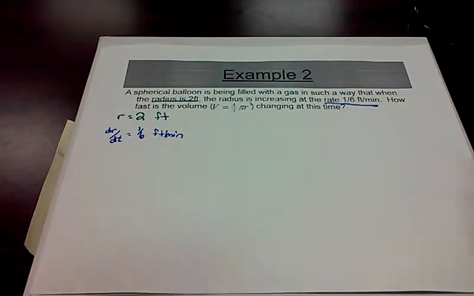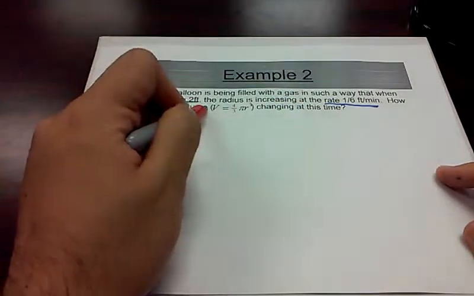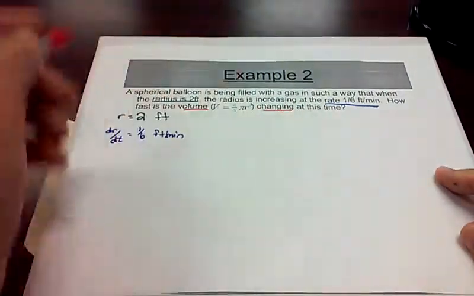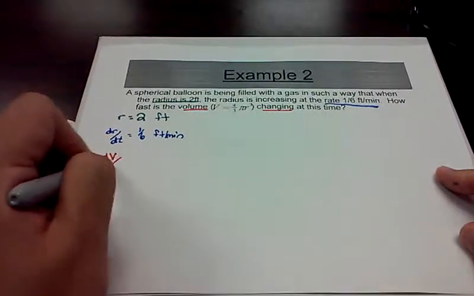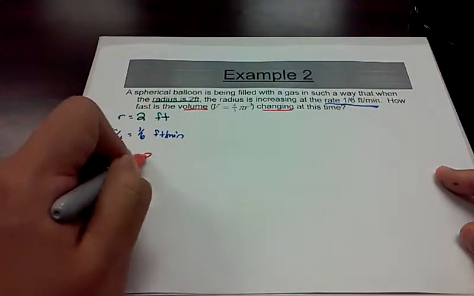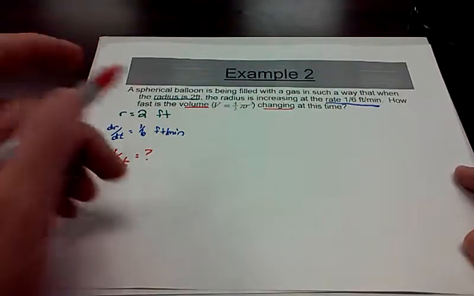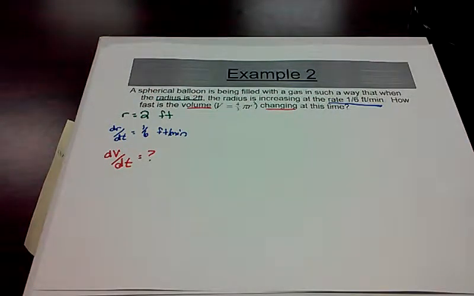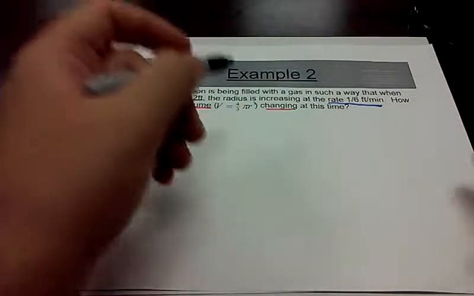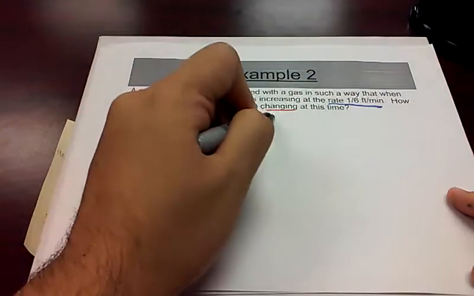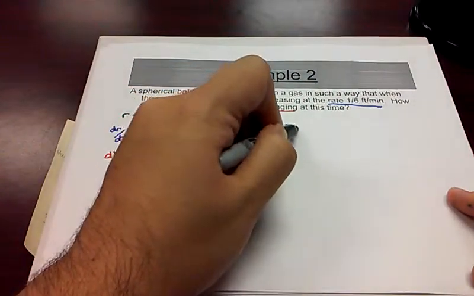All right, the question is asking how fast is the volume changing? So it's asking you to find dV over dt, or the derivative of the volume with respect to time. So notice it does give us the formula for the volume of a sphere. The volume of a sphere is 4/3 pi r cubed.